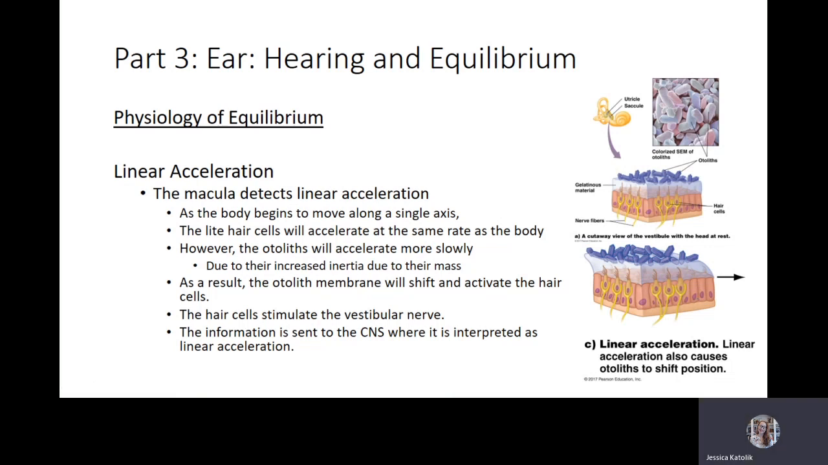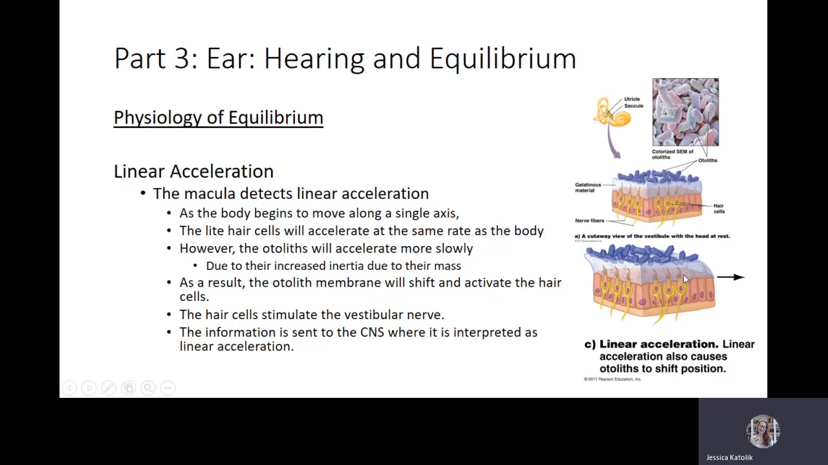However, the otoliths are pretty heavy, and as a result, they're going to have a pretty high inertia. So it's going to be difficult to get them moving from a still position. As a result, these otoliths are going to accelerate at a slower rate. So this area is accelerating quickly, and this area is accelerating a little bit more slowly. And because of that difference in acceleration in these two regions, the otolithic membrane will shift.